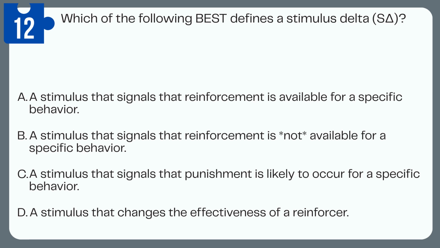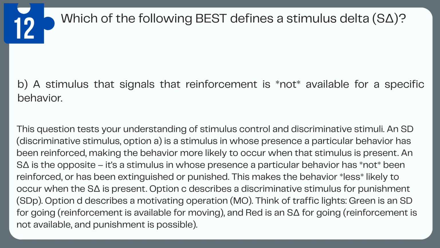Question 12. Which of the following best defines a stimulus delta, S-delta? A. A stimulus that signals that reinforcement is available for a specific behavior. B. A stimulus that signals that reinforcement is not available for a specific behavior. C. A stimulus that signals that punishment is likely to occur for a specific behavior. D. A stimulus that changes the effectiveness of a reinforcer. Answer. B. A stimulus that signals that reinforcement is not available for a specific behavior.